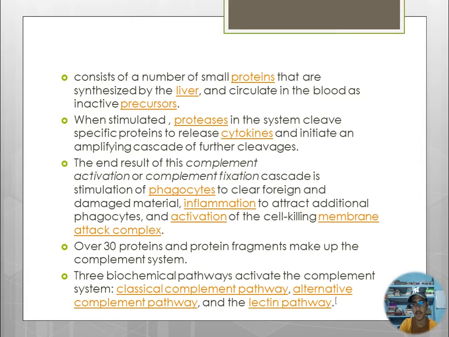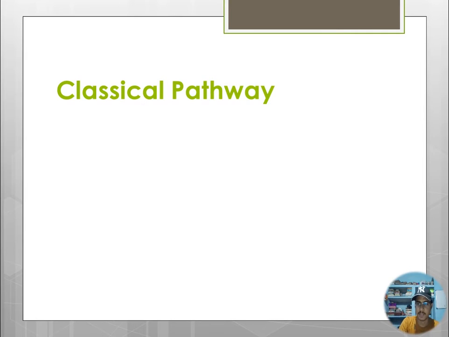And there are three biochemical pathways which activate the complement system. We will talk about that today. The first one is the classical complement pathway. Second is the alternate complement pathway. And the last is the lectin pathway, also called the MBL pathway, which is the mannose-binding lectin pathway. Okay. So let's start with the classical pathway.